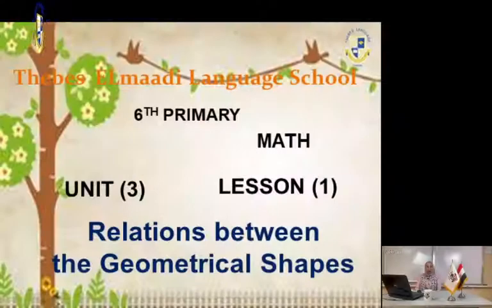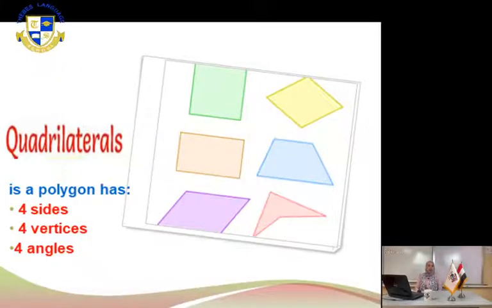Today we will talk about the relation between the geometrical shapes. Our first family is the quadrilateral. What is the quadrilateral? A quadrilateral is any shape that has 4 sides. And of course, if it has 4 sides, it has 4 vertices and 4 angles too. Okay?